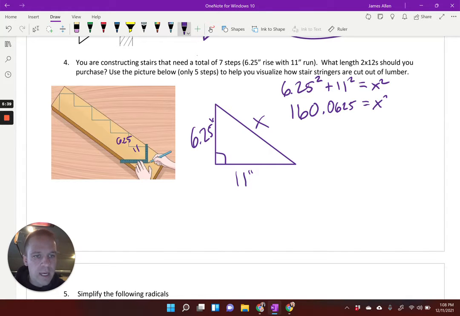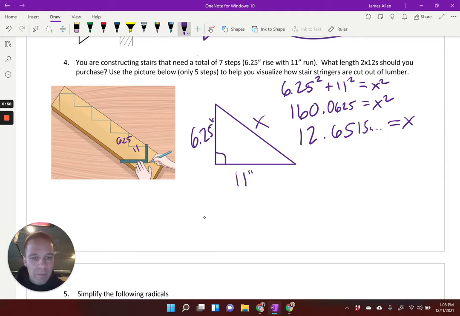So I got 160.0625 equals x squared. Now I'm going to square root that, and I'm going to get 12.6515, so on and so forth, for x, okay? That's for one stair. So I have 7 steps. I'm going to multiply that by 7.